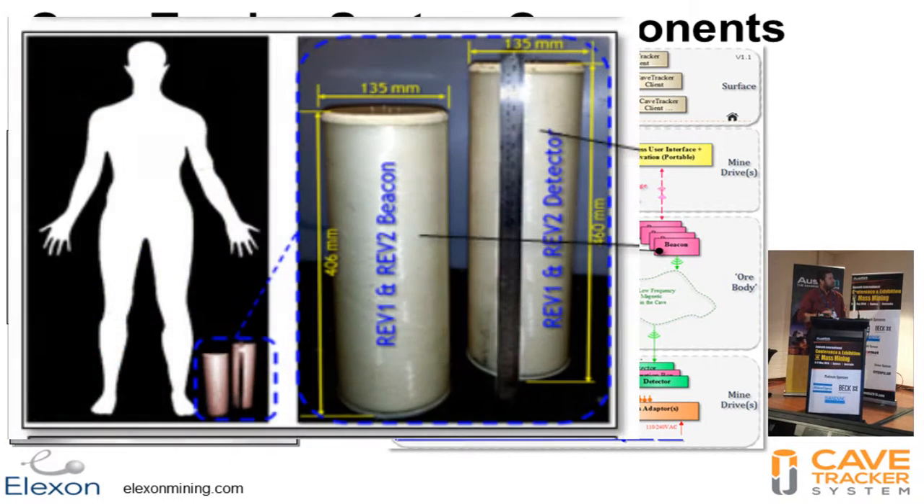Here's a scale. This looks a bit like an alien here. That's the best picture of it I could get of a person. So this alien here is standing next to a beacon, and so you get the relative size of the beacon here. Here's some of the electronics inside the beacon.